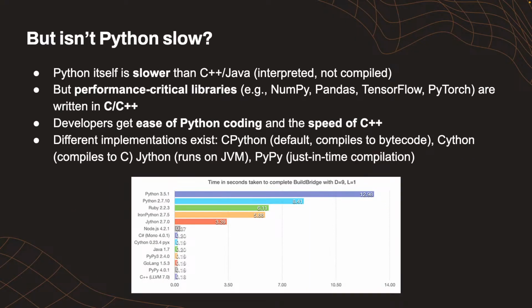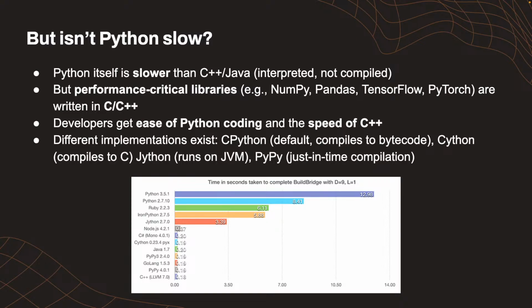Some people might ask, isn't Python slow? Python itself is slower than languages like C++ and Java, since Python is interpreted, not compiled. But the performance-critical libraries like NumPy, Pandas, TensorFlow, and PyTorch, mainly those that are used for AI, are actually written in C or C++. So basically, developers get the ease of using Python to write the actual code for their program, while taking advantage of the speed of C++ from the use of these libraries.